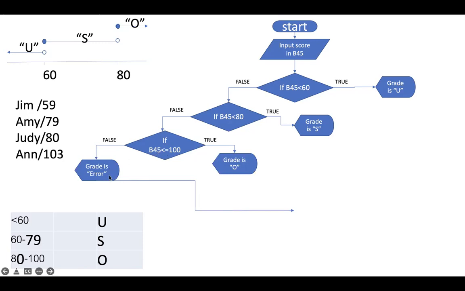In what situation will the grade be shown as error? The grade can be shown as error whenever the score is not less than or equal to 100. It means that it is greater than 100 anyway, so if you put the score 102, 103, it shows the error for sure.